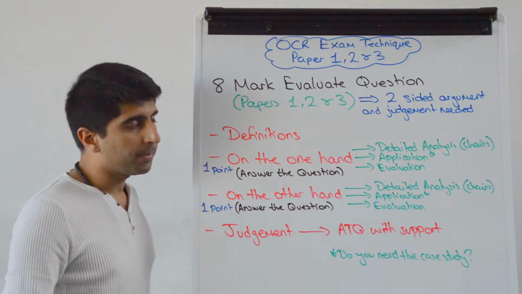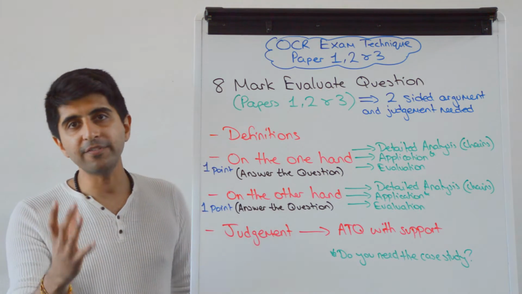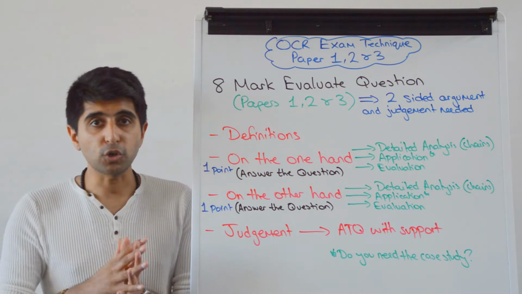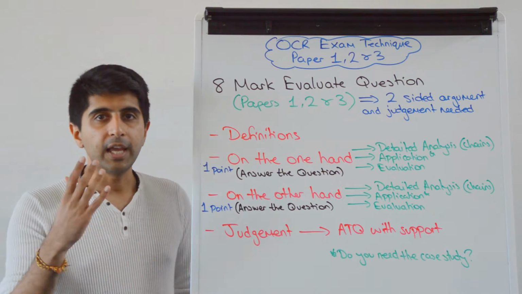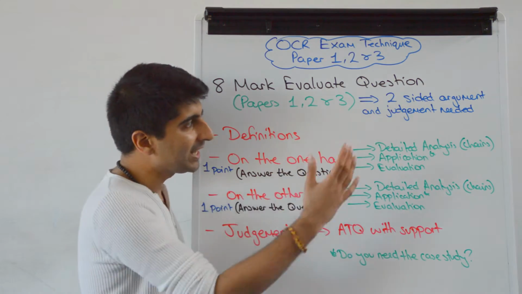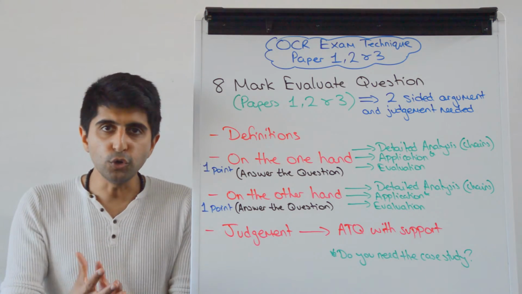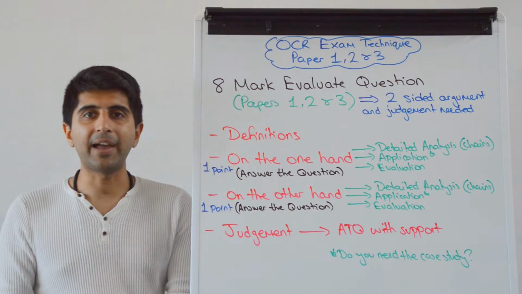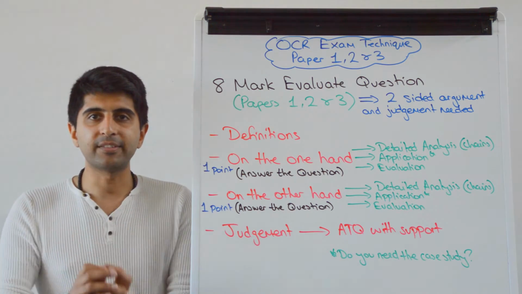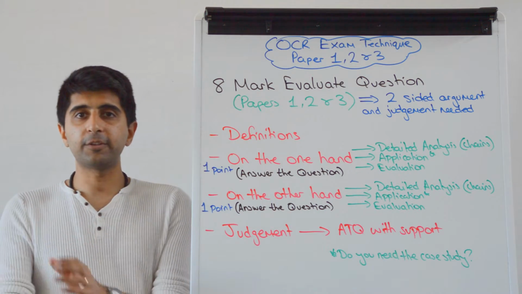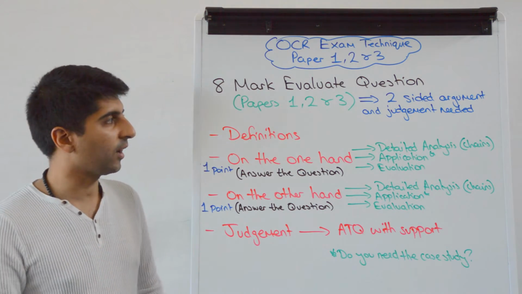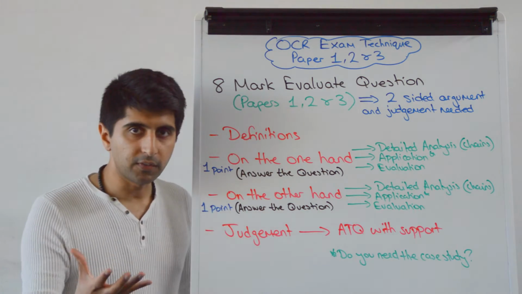So it comes in all 3 papers, but you should keep this very, very simple. And this goes for pretty much all evaluation questions in OCR exams for economics. Keep things simple. All you're looking to do after your definitions is to write a 2-sided argument with a judgment at the end. Keep things simple as that. 2-sided argument with a judgment, that's all you're looking to do on these kinds of questions. Let's go straight into the structure.